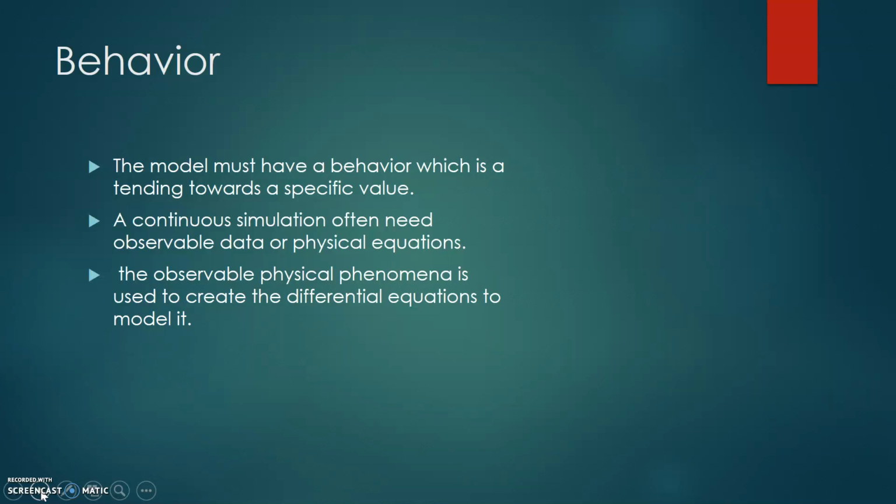The model typically has a behavior tending towards certain values. Continuous simulation often models this physical behavior, like when the cannonball is flying through the air. And typically, whenever you have all these data points, you have to use differential equations to model it. Differential equations usually have an ax plus by typical way of thinking about it, but it's figuring out those constants in front of it that will figure out what the model is.